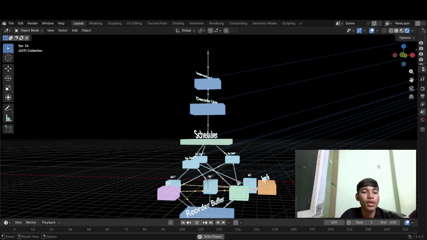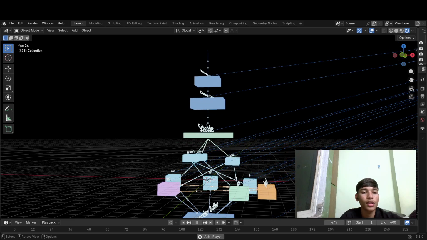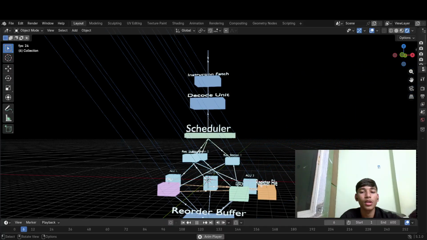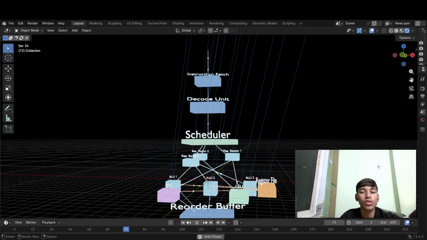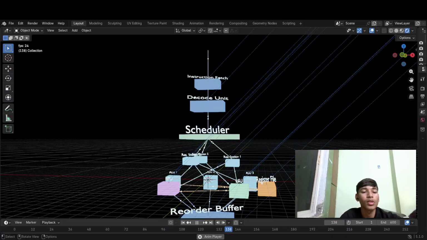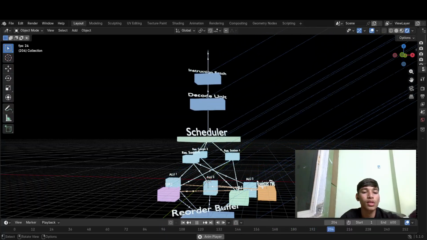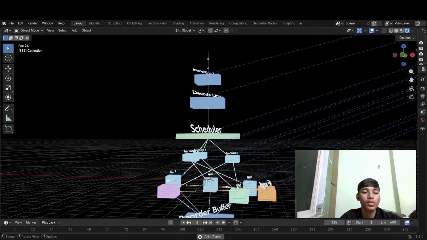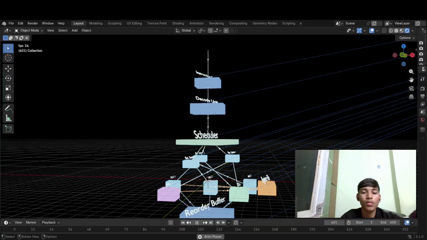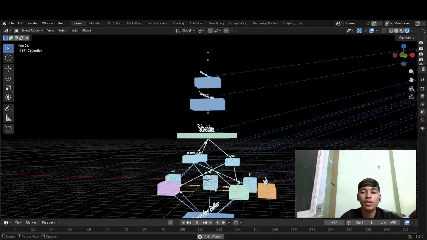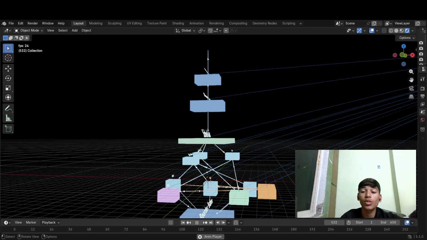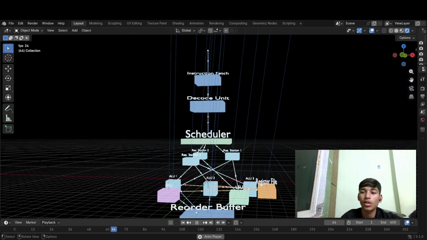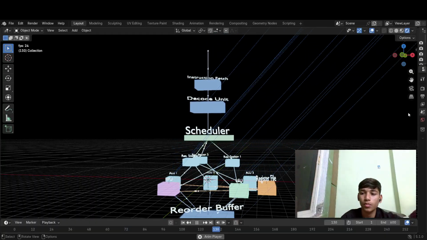Step 2. Dynamic scheduling and issue. Next, the decoded instructions move into the heart of the processor, the dynamic execution engine. The scheduler, in our model, is visualized as a rotating hub, symbolizing how it continuously assesses and distributes the workload. Because it is superscalar, the scheduler does not just send one instruction at a time, it intelligently issues multiple instructions simultaneously into reservation stations.